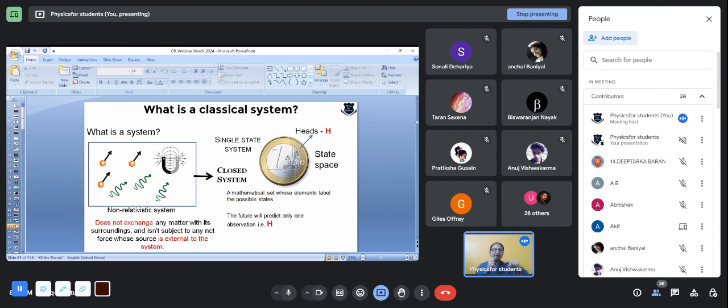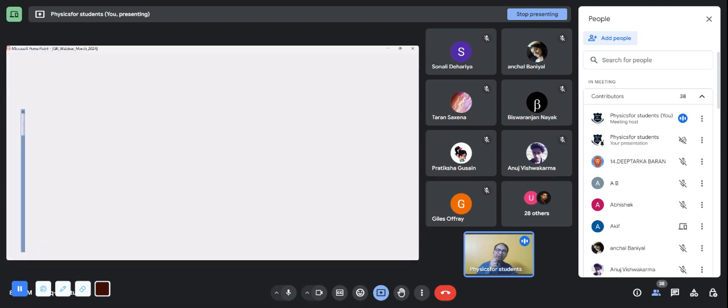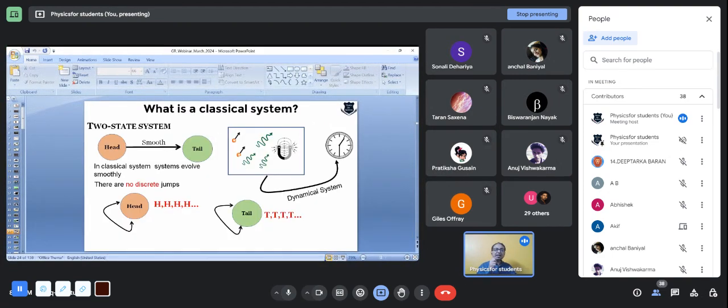So from head, if I go, I will get only head, head, head, head, etc. That means the state space, if I talk of a coin, it is only head. If I take this kind of a coin, which has got a head as well as a tail, and if I start with the coin which has only got a head, I will go back to head. I mean to say, if the dynamical system evolves with time.